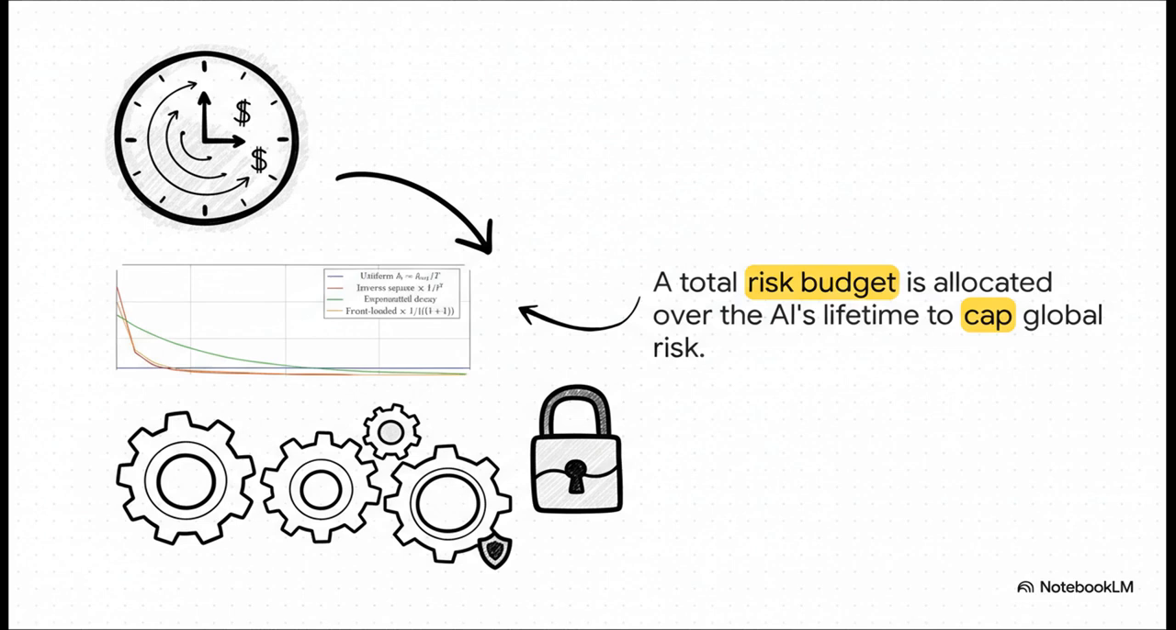This gives you a mathematical promise that the total probability of any failure across the entire lifetime of the system stays below a single limit that you get to define. It puts a hard ceiling on total risk.